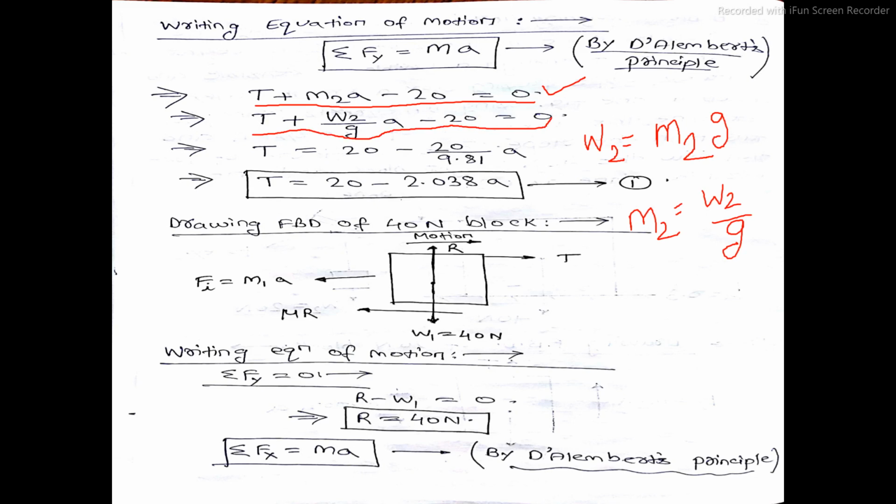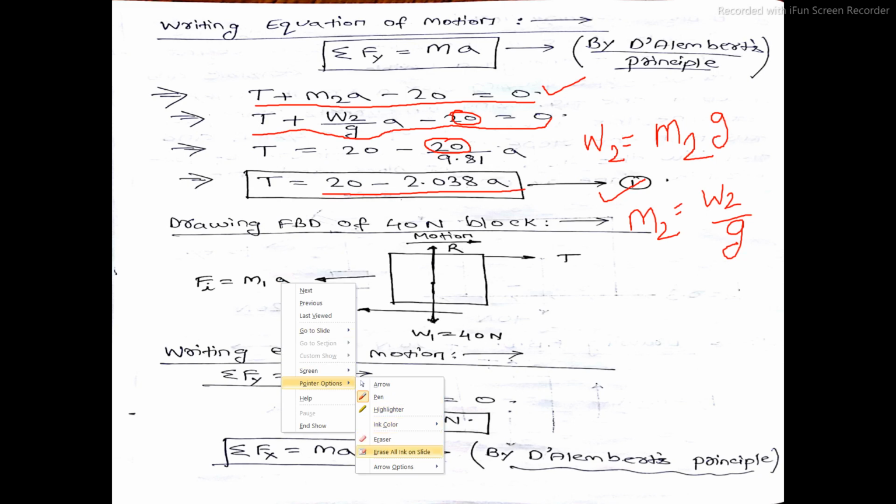Or I can write T is equal to 20 minus W2 by g into a. W2 is given in the problem, that is 20 Newton, by g is 9.81, into a. So you will get one equation in terms of tension T and acceleration a, and that is equation number 1: tension T is equal to 20 minus 2.038 into a. Clear?